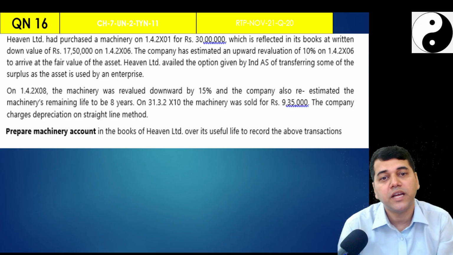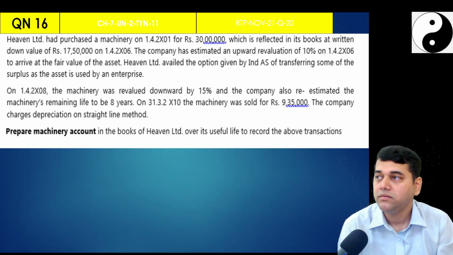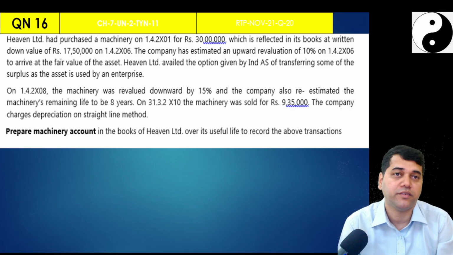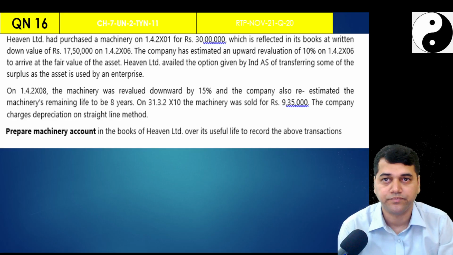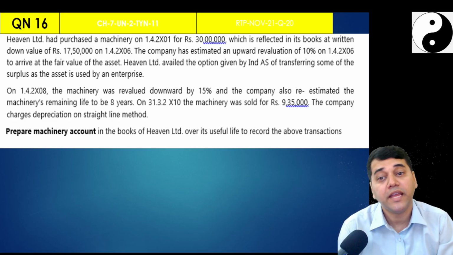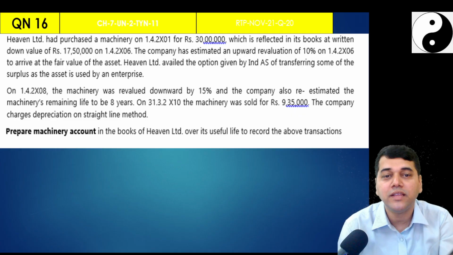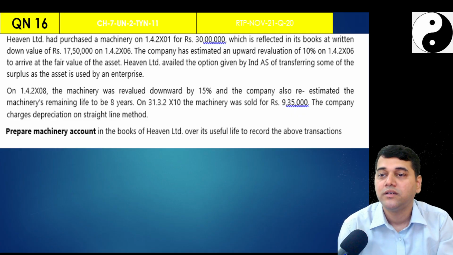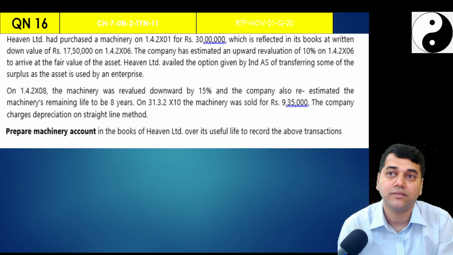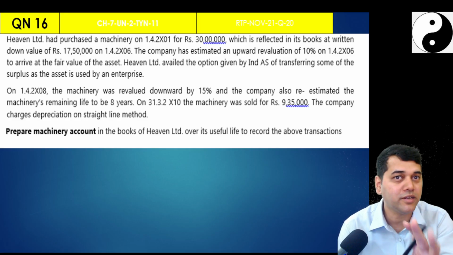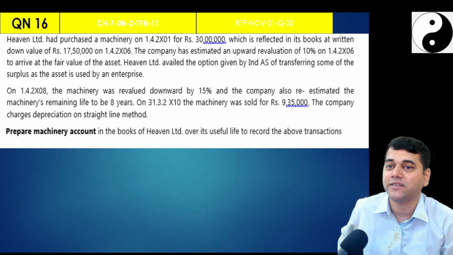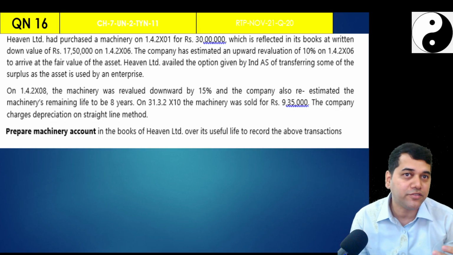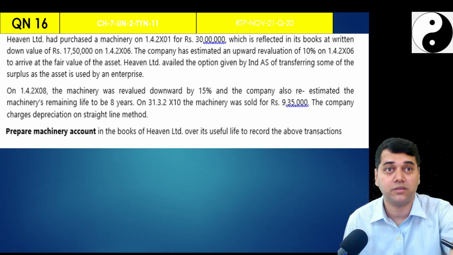The company estimated upward revaluation of 10% on 1st of April only, beginning of the year, to arrive at the fair value of the asset. Yes, what will you do? That excess amount you will transfer to OCI. Heaven Limited availed the option of transferring some of the surplus as the asset is used by the enterprise. See, no choice here. That means that extra depreciation, the question was totally silent earlier, but see how they will ask you in the examination. They say that there is one option and they opted for that.